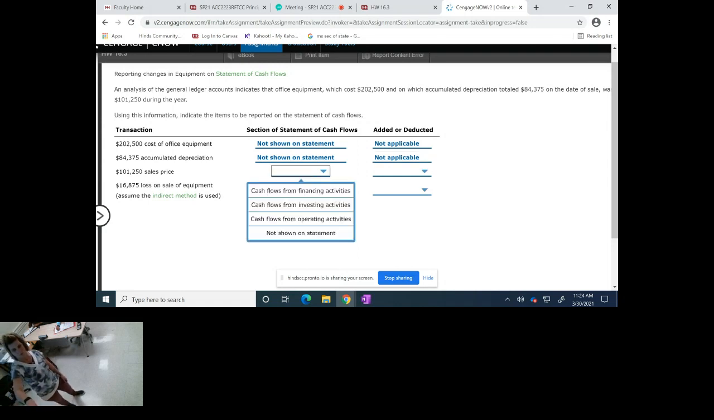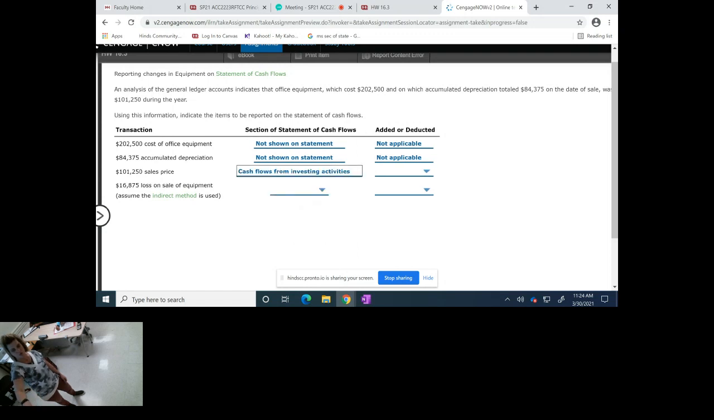So, cash flows from investing activities. It's from because we're getting money. If they had bought equipment, it would be used for. All right, so is it added or is it deducted? And we're going to add it. That's cash in.